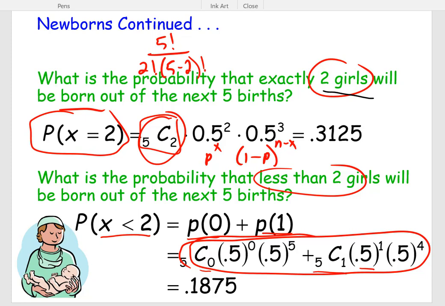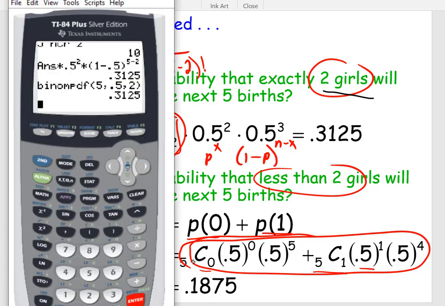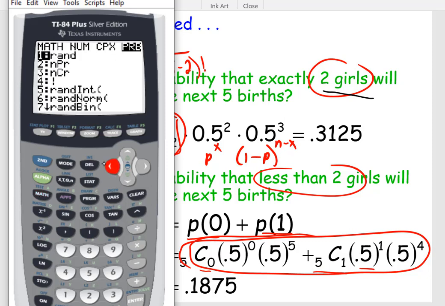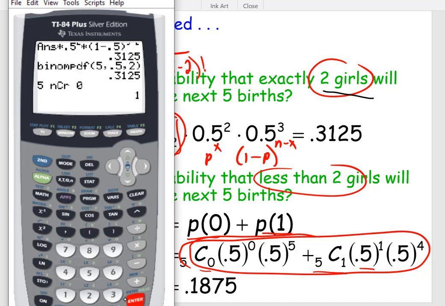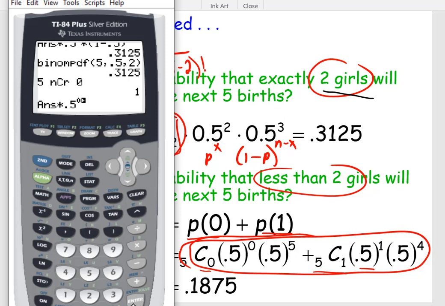Now, I'm going to assume you guys can enter this calculation in the calculator, going back and following that previous example. Just to do the first part here, the 5 choose 2, remember it's 5, math, probability, PRB, nCr, 0, if that's 5 choose 0. There's only one way to select 0 out of 5. You just don't take any of them. Times 0.5 to the power of 0, and then times 0.5 to the power of 5.